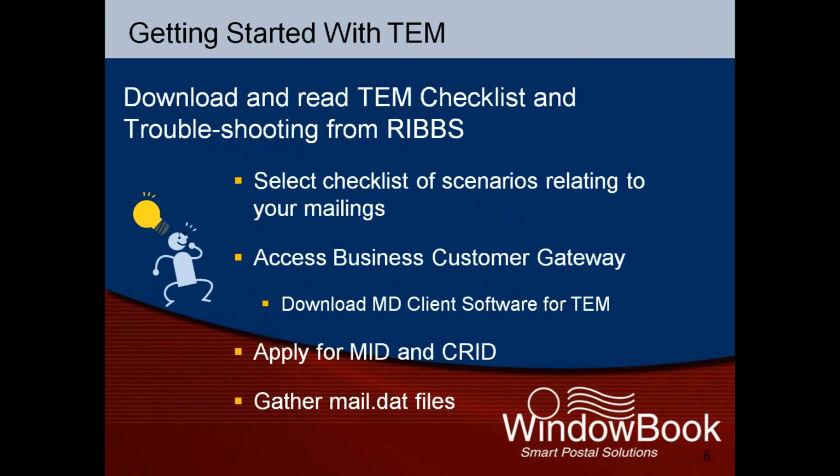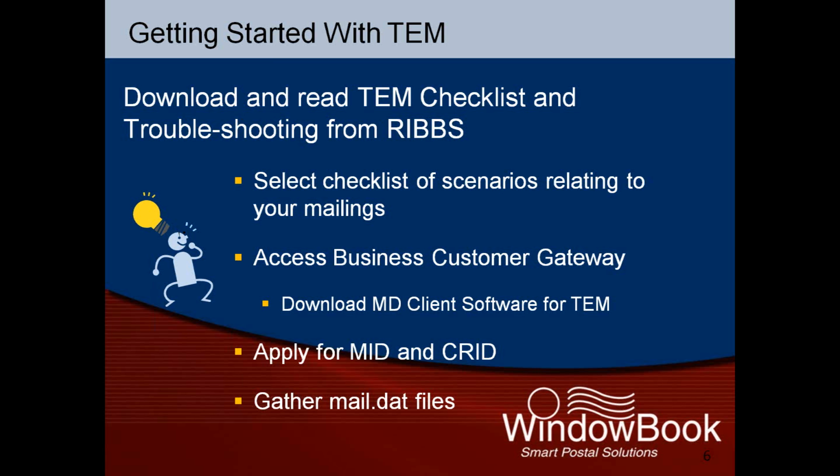So, how do mailers get started with TEM testing? The first thing mailers should do is go to the Postal Service's RIBS website and download the TEM checklist and troubleshooting document. Mailers should read this document to understand more about the various TEM testing scenarios and to select a checklist that matches the types of mailings that you do. The more different types of mailings that you do, the more extensive your TEM testing process will be.